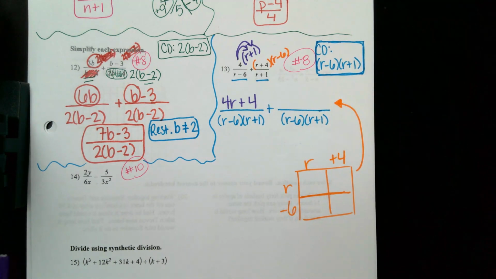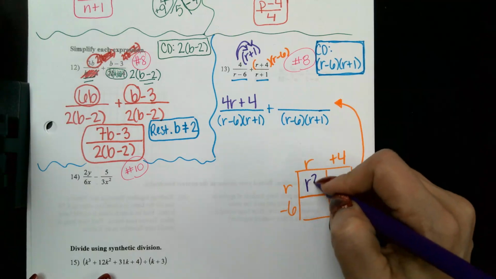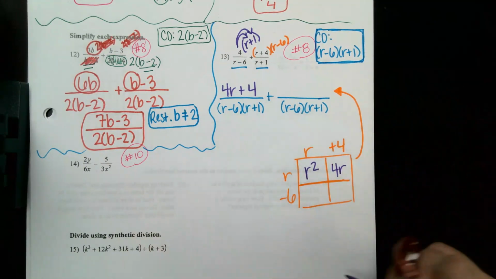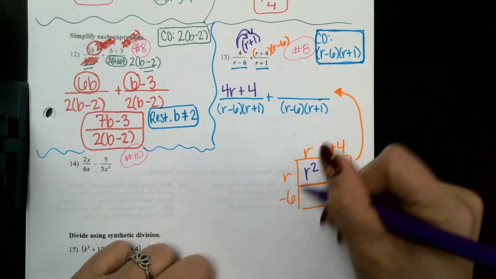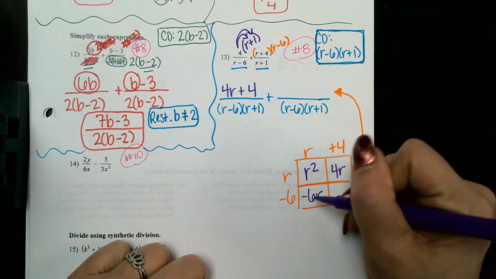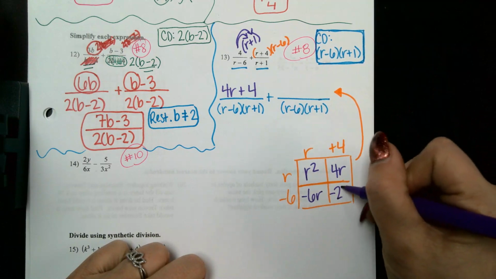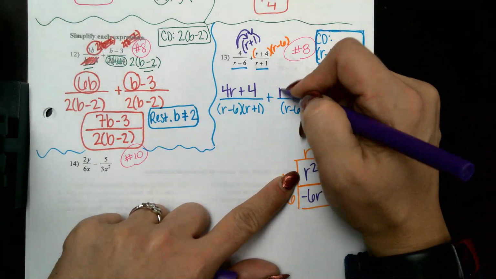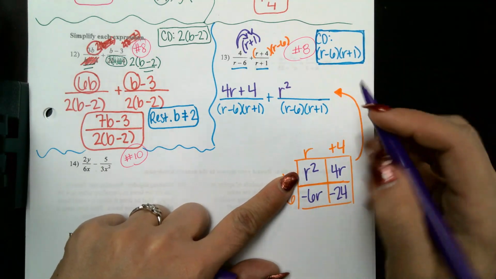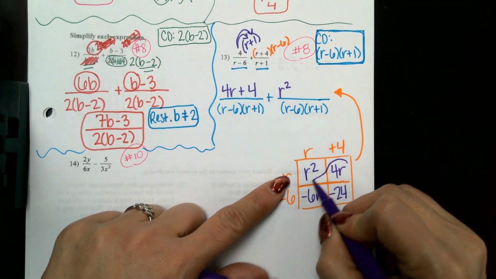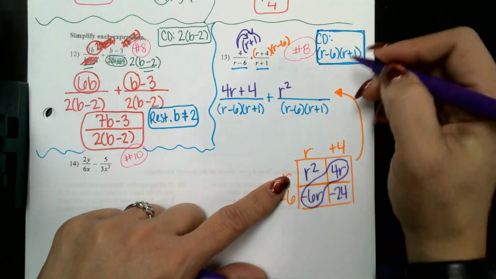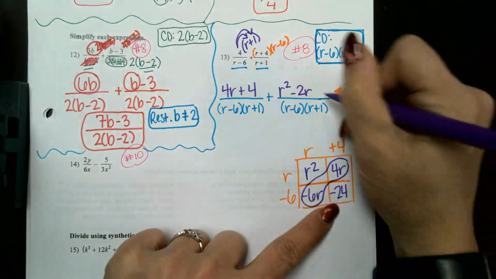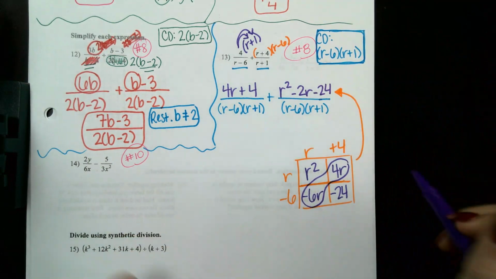What's r times r? R squared. And then r times 4 is 4r. When you go to the bottom row, negative 6 times r is negative 6r, and negative 6 times 4 is negative 24. Okay, so if you were to put all this stuff together, r squared is by itself. And then if we do 4r with a negative 6r, that's negative 2r, right? Because you're just adding them together. And then the minus 24 goes at the end.